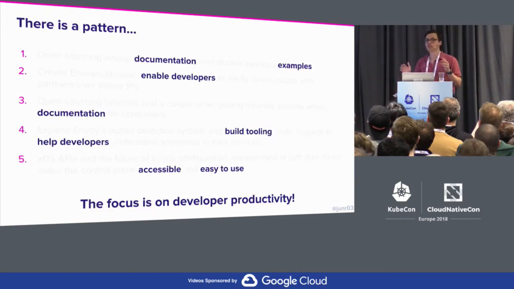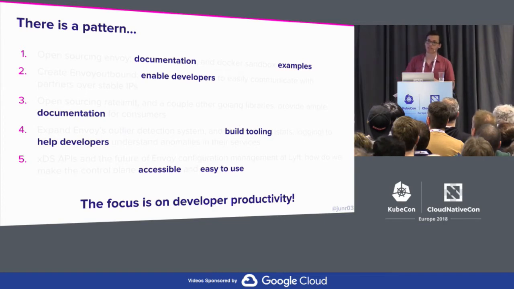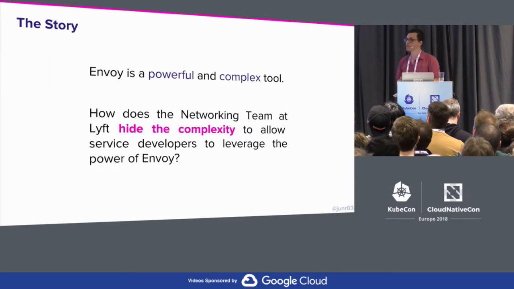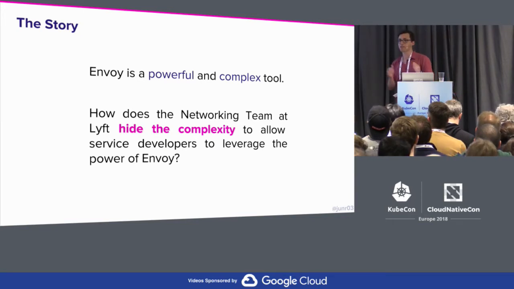The reason I tell you this story is not just because I like talking about myself, but because really there is a theme here, and the theme is about developer productivity. The story that I want to tell today is that we know that Envoy is a powerful and complex tool, but it's really the networking team's focus and responsibility to hide that complexity from our product engineers at Lyft, to enable them to write product code that does what Lyft does.